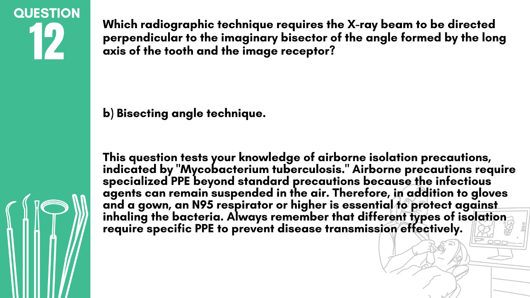The paralleling technique uses parallel film/tooth and perpendicular beam. For example, when taking a periapical of a patient with a shallow palate, the film might not be parallel to the tooth, so the bisecting angle technique is used to compensate. Always remember that the bisector is the key to correct angulation in the bisecting angle technique.